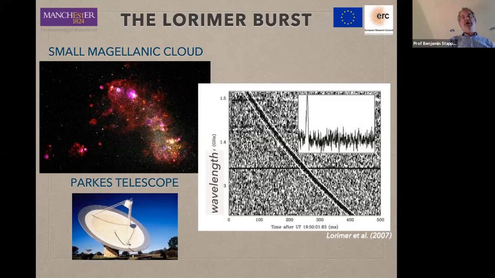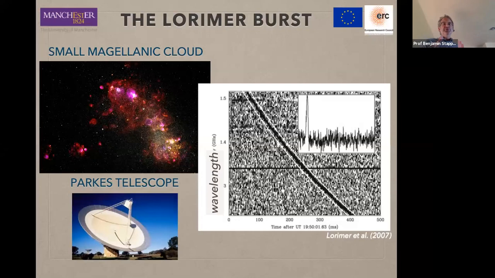And when they analyzed the data, what they found was an incredibly bright single burst. And so you can see this burst in the plot on the right-hand side. And this is from data taken with the Parkes Radio Telescope. And there are two things to notice about this. In the plot that shows time against wavelength, you can see that the burst arrives later at lower frequencies or longer wavelengths. And if you correct for that delay, then you get the picture you can see in the inset.